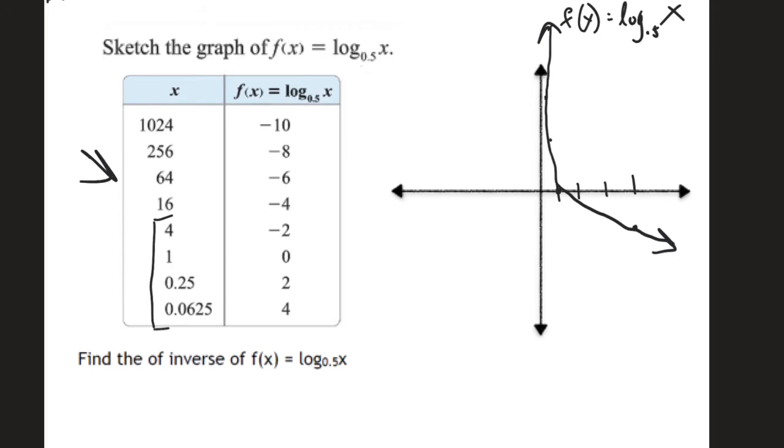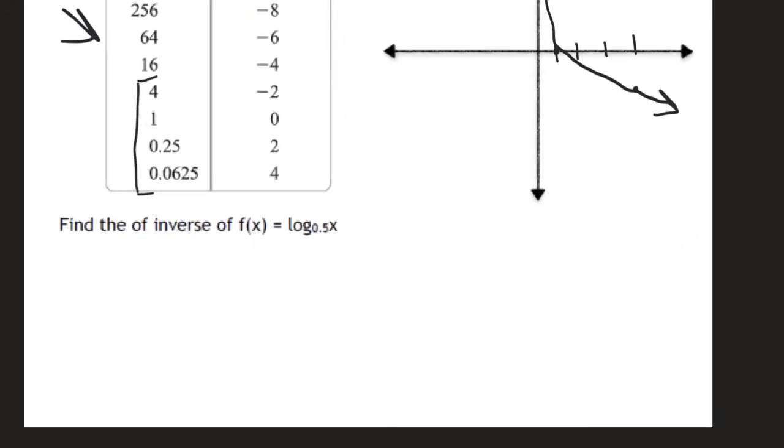Find the inverse of log base 0.5 of x. Well, because I know that logs and exponentials are inverses of each other, I would know the inverse of this is actually 0.5 raised to the power of x. What if you didn't know that? How would you find it?